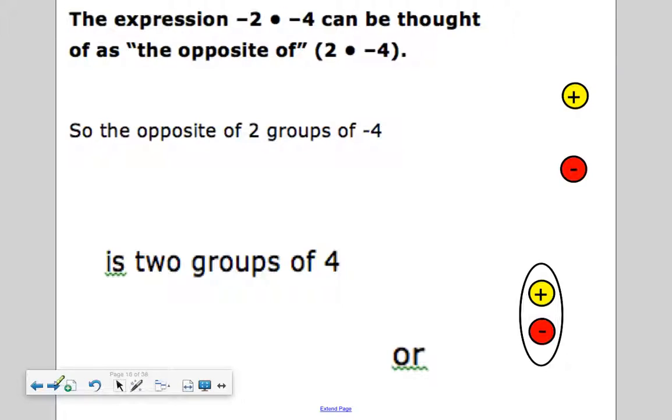And last but not least, the expression negative 2 times negative 4 can be thought of as the opposite of 2 times negative 4. So we have 2 times negative 4. That's 2 groups of negative 4.